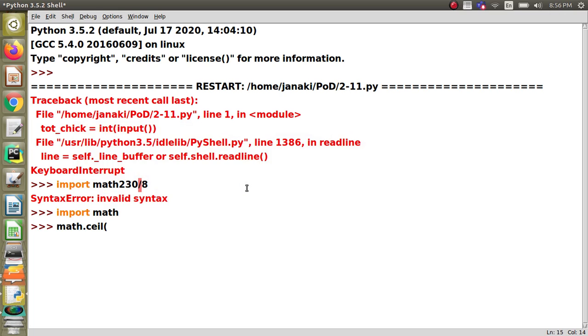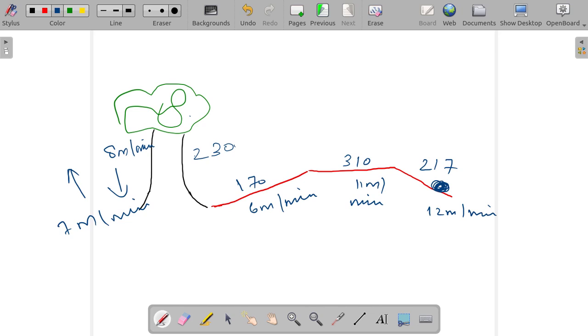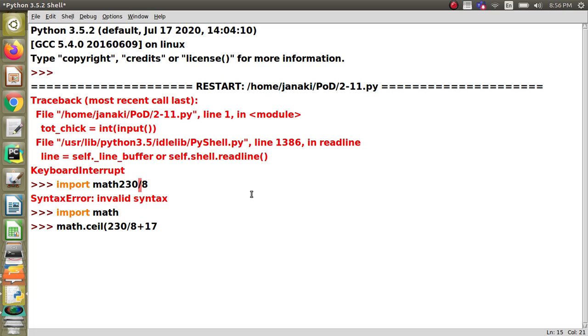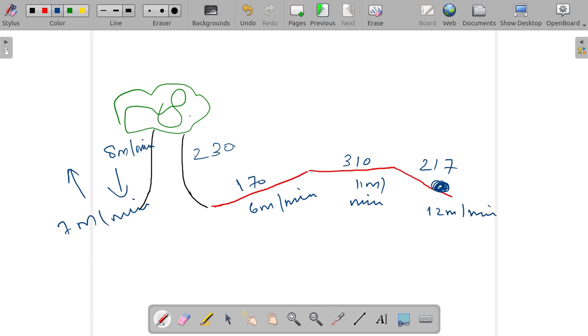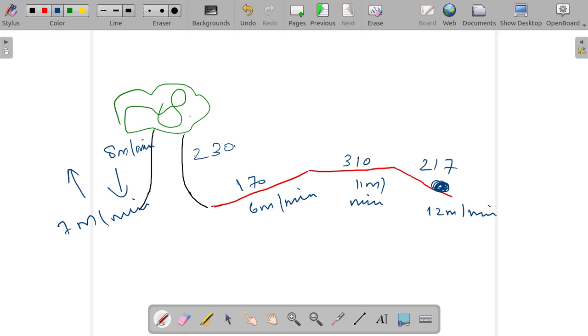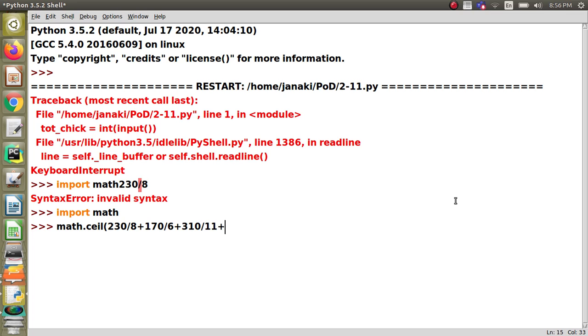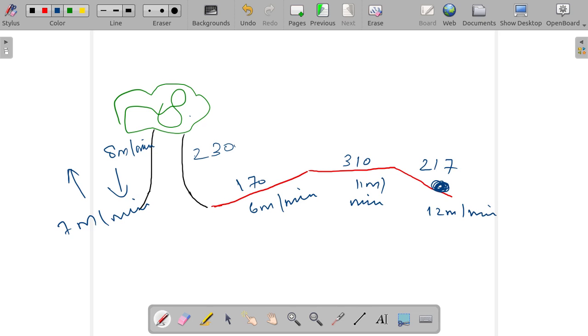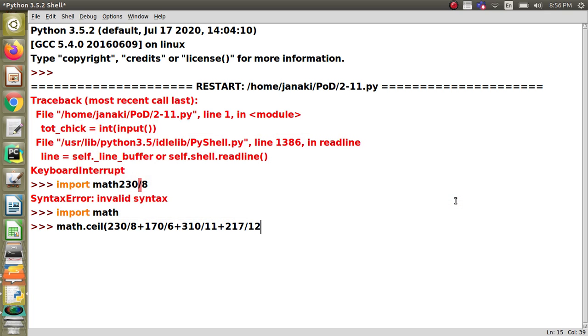So time taken will be 230 by 8, and then plus, it has to climb up the hill by 170 meters. So 170 by 6, and then plus, it has to move straight 310. When it has to move 310, the speed is given as 11, and then it has to move down 270 and the speed is given as 12.